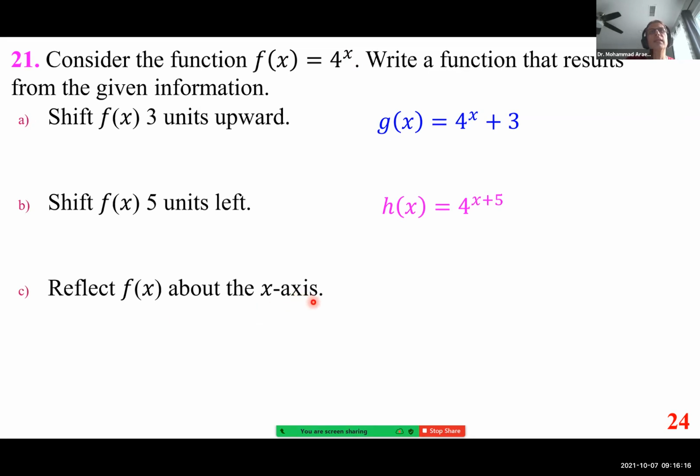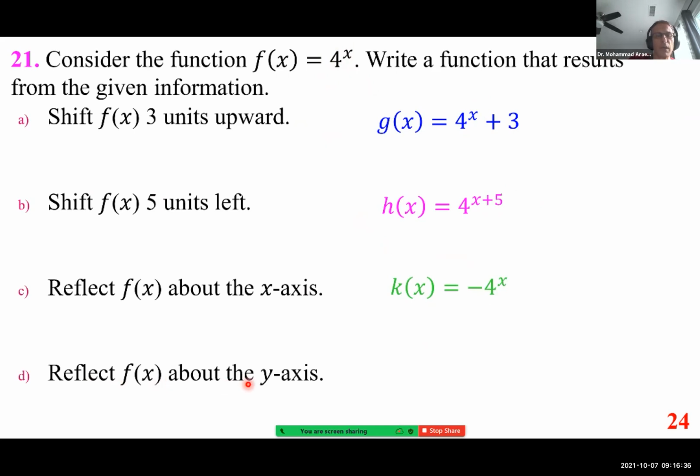Reflected about the x-axis. With respect to the x-axis, if this one has a positive y, then the other one must have a negative y. That's why you put the negative sign in front of the function. So this changes to negative 4 to the power of x. Whereas for reflection about the y-axis, if it's on the right, it goes to the left. So if it's x, it becomes minus x.